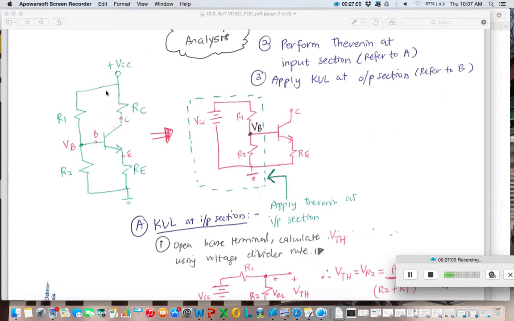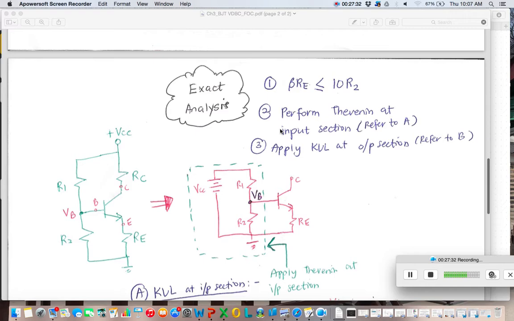Again, we know previously that VCC is connected to R1 and RC, but R1 and RC do not join together. So what you can do is redraw the circuit. You connect R1 to VCC here, the negative power supply connected to the ground. R1 and R2 we have VB here. Then you draw another BJT here.